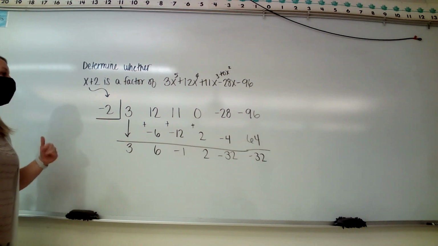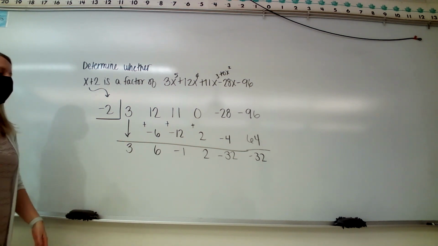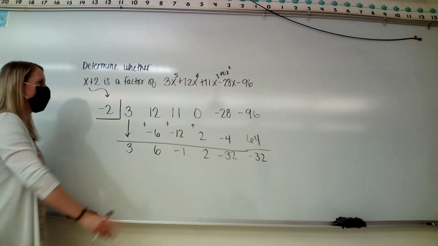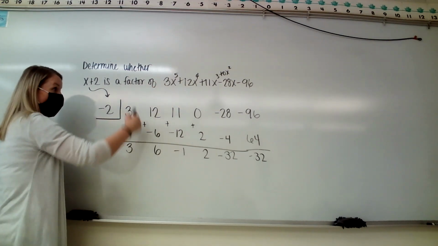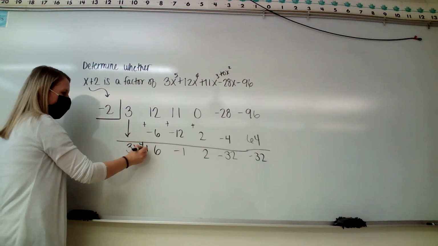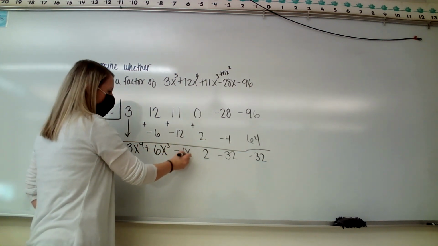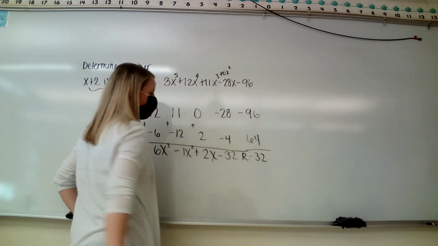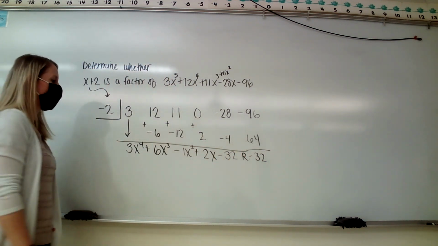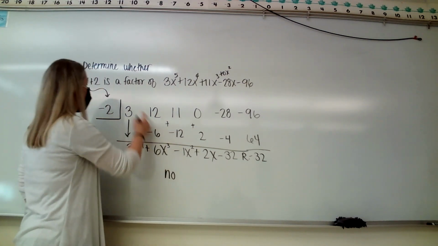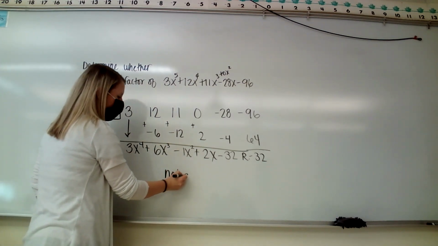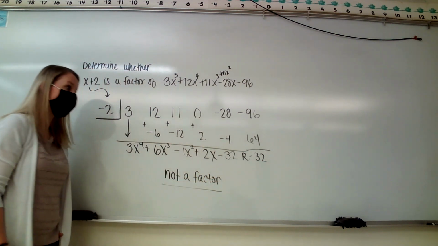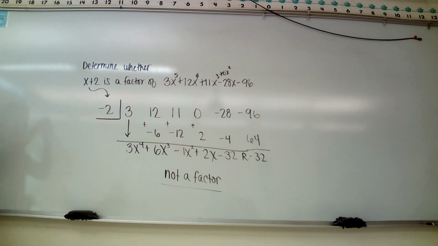So if it asks if it's a factor, I could actually just say no right now. If it just said divide it, just as a reminder of what the actual answer is for division, if this is x to the 5th, then you take 1 less than that. That's x to the 4th plus x to the 3rd minus x squared plus x. That's our constant, and that's our remainder. So we would say x plus 2 is not a factor. If it said why, you would just say because the remainder is not 0.